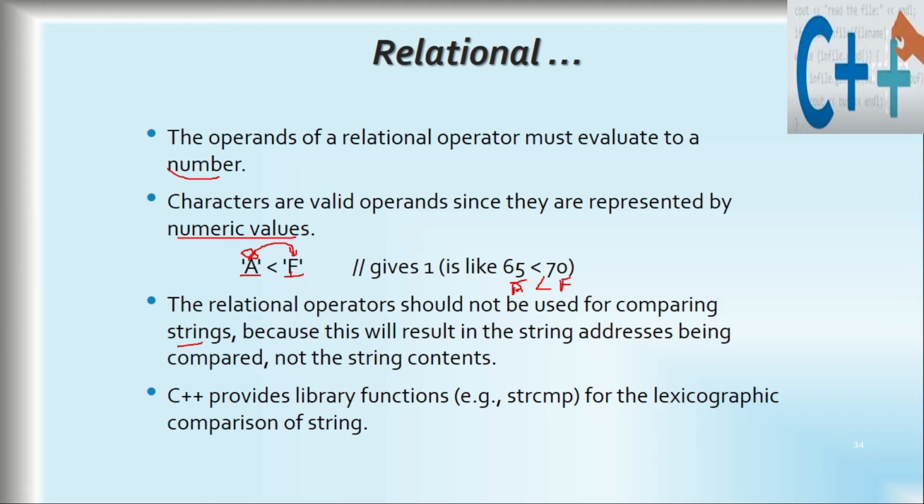The relational operator should not be used for comparing strings. It is used for comparing integers or numeric operands, because with strings it would compare the string addresses, the memory locations, not the string contents. So the relational operator is used to compare operand values. C++ provides library functions, for example strcmp, a built-in library function for the lexicographic comparison of strings.